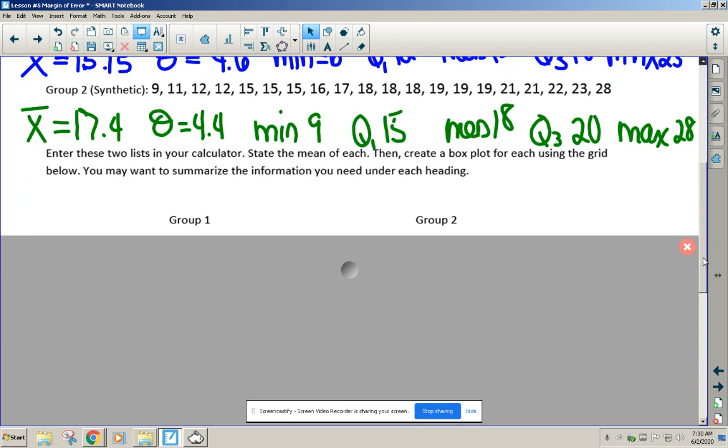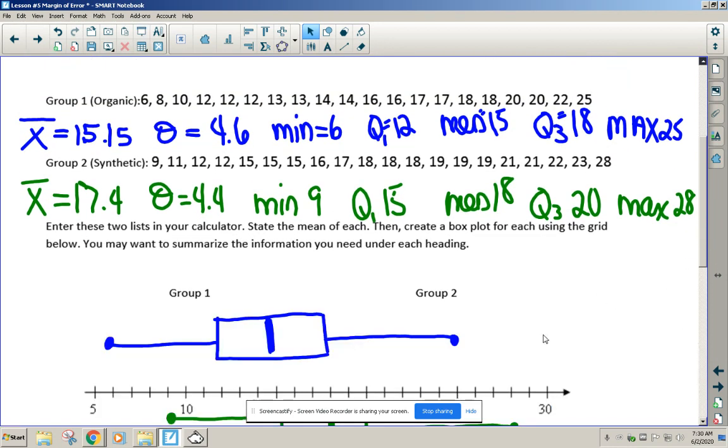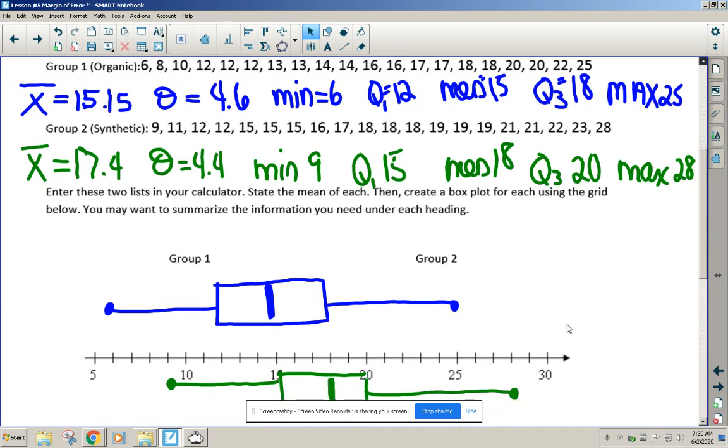So then we want to do a box and whisker plot. Here's group 1 and here's group 2. So notice I didn't do them on the line. I did them above the line and below the line because I want to compare these two things together.